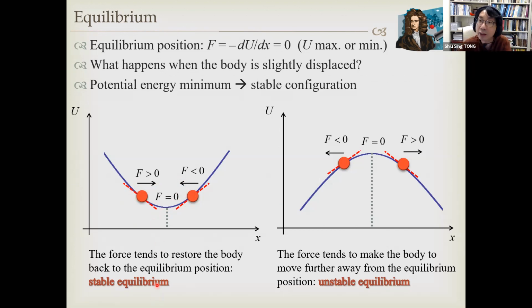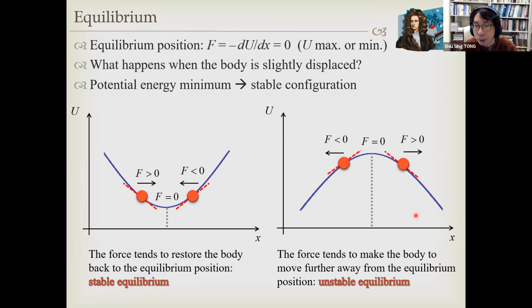So what does that mean? That means this position is stable. If I slightly displace the object either to the right or to the left, the conservative force always tends to move my object back to the equilibrium position. And that's a stable equilibrium. So a stable equilibrium means that if I have a small disturbance about that equilibrium, the equilibrium will be restored.